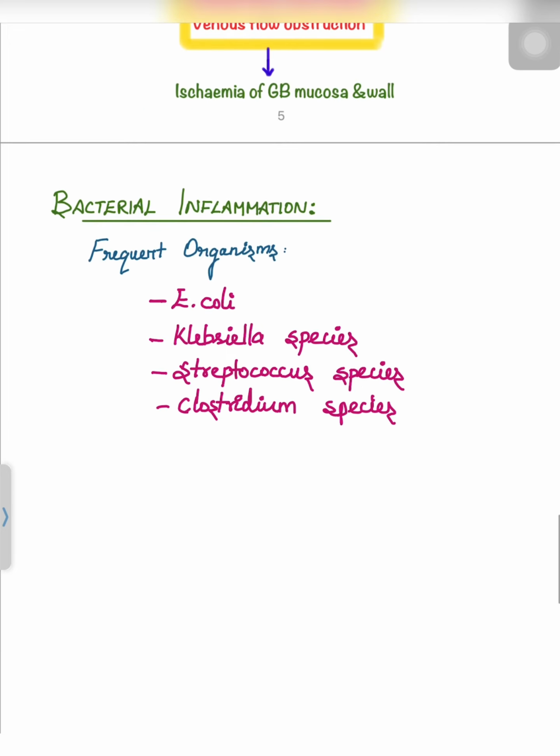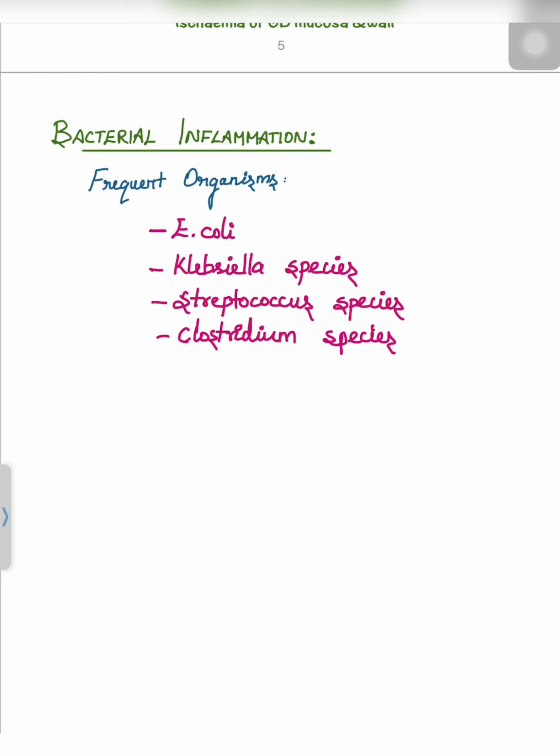The last one is bacterial inflammation. Bacterial invasion is not a primary event, it's a secondary event. Okay, and the most frequent organisms are E. coli, Klebsiella, Streptococcus, and Clostridium.